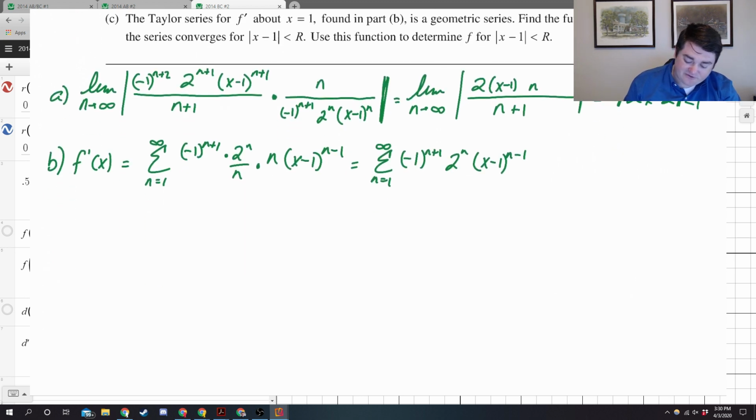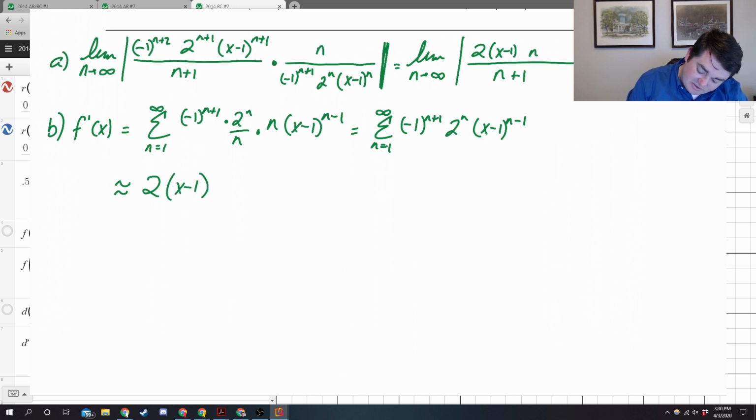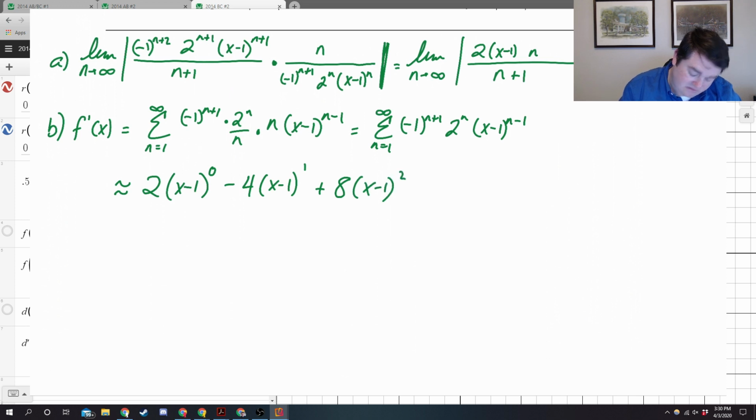So when I want to find the first 3 non-zero terms, I'm going to start by plugging in 1 for n. So that's going to be -1 to the second power, so 2 times x minus 1 to the 0 power, minus, because it's alternating, 2 to the second power, so 4 times x minus 1 to the first power, plus 2 to the third power is 8 times x minus 1 squared.